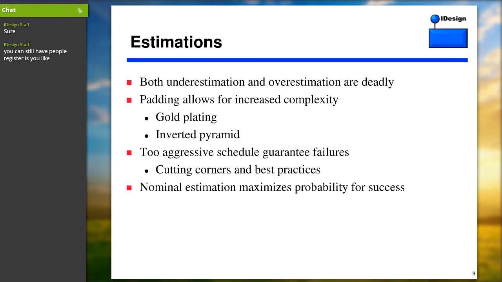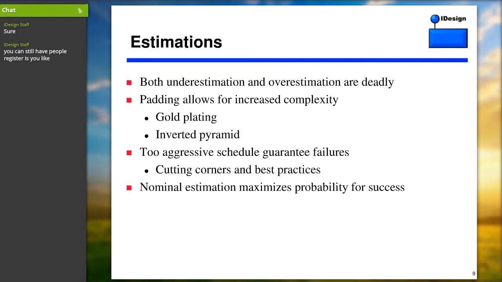If you overestimate, you give people more time to do their work, and then the work simply expands to fill the allotted time. That's Parkinson's law. As a result, people are going to add more complexity, more gold plating, more things that they shouldn't really do. And by increasing the complexity of what they are working on, they actually decrease the overall probability for success. What most people fail to understand is how nonlinear the probability decreases both for underestimation and overestimation.